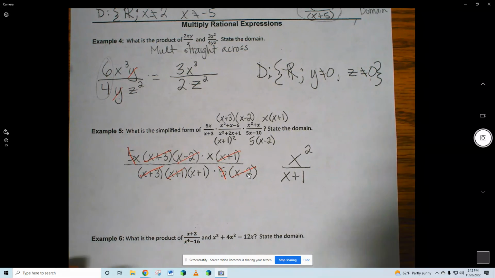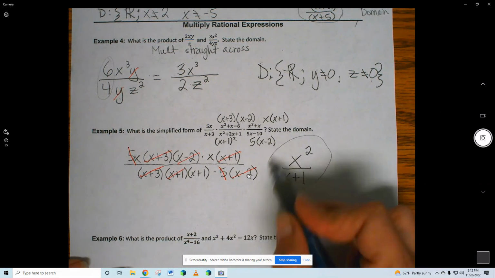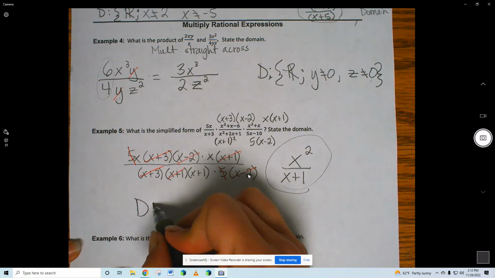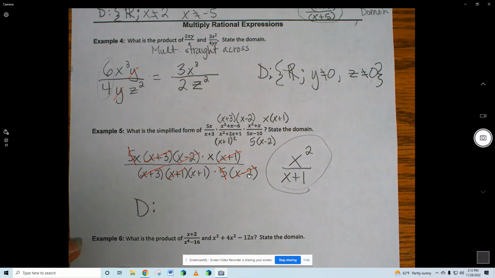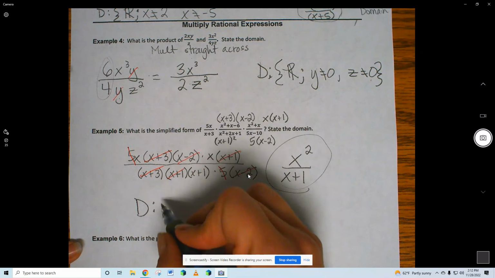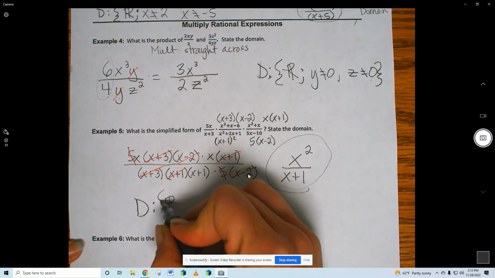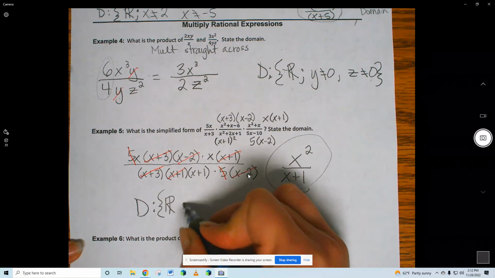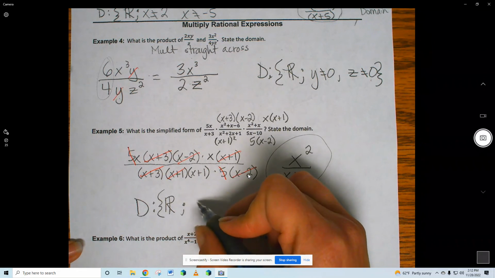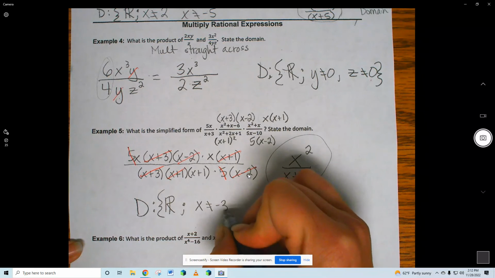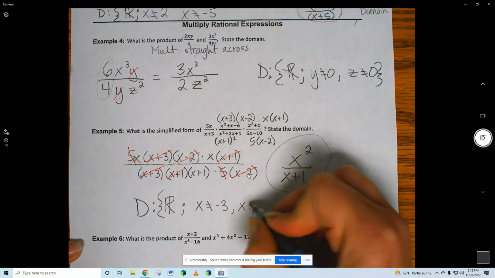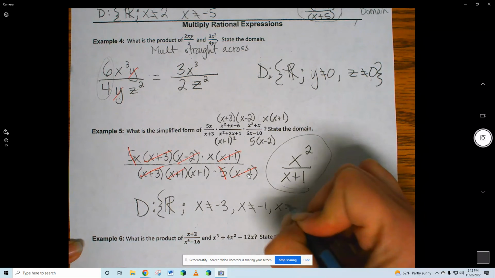Okay. This is all perfect. This is my final answer. My domain, look at all the things that I cannot have. X cannot be -3. X cannot be -1. X cannot be +2.